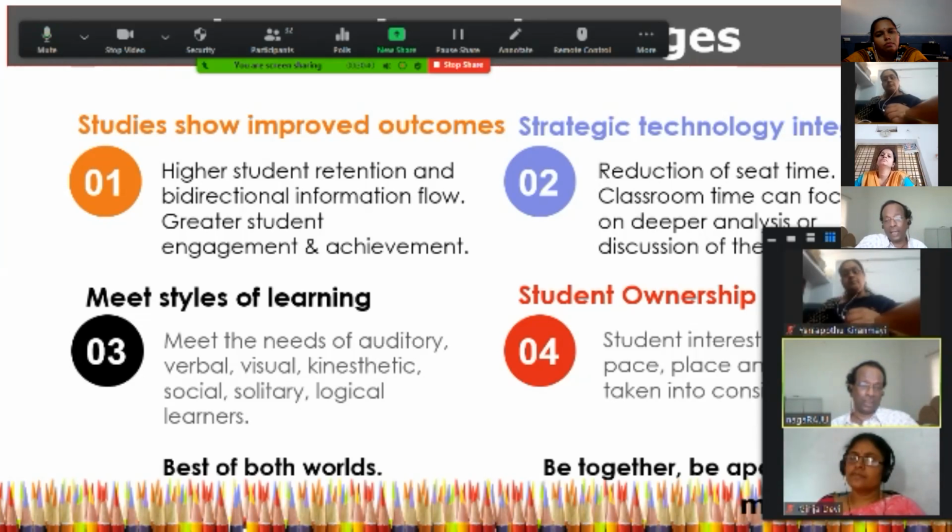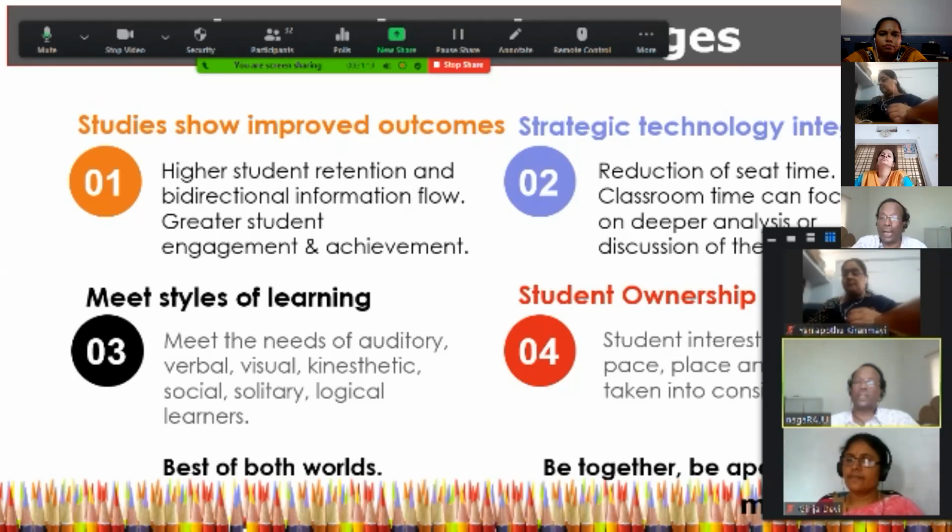How have they settled in life? Are they better human beings? Are they better employed? How are they faring in their lives? That is outcome. So outcomes have been evaluated over a long period of time, and research tells us that whenever learning happened the blended way, there was greater retention, there was information flow happening in between, and greater student engagement, higher achievement, better outcomes, et cetera.